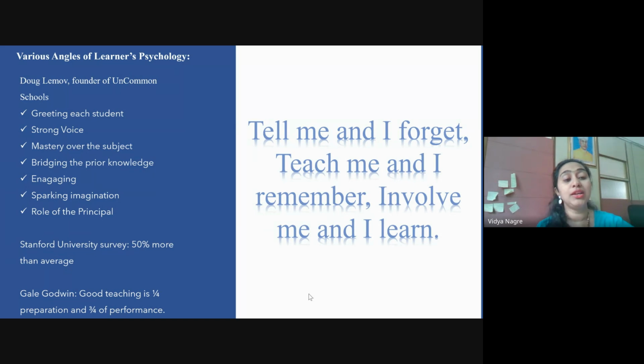Thereafter, mastery over the subject. Definitely, we should not forget about this. You always have to make sure that you prepare before going into the classrooms. Even if you are teaching the same topic, same subject again and again to several batches, that's okay. But you can always add on some new points. You can always bring in references to some of the latest studies.